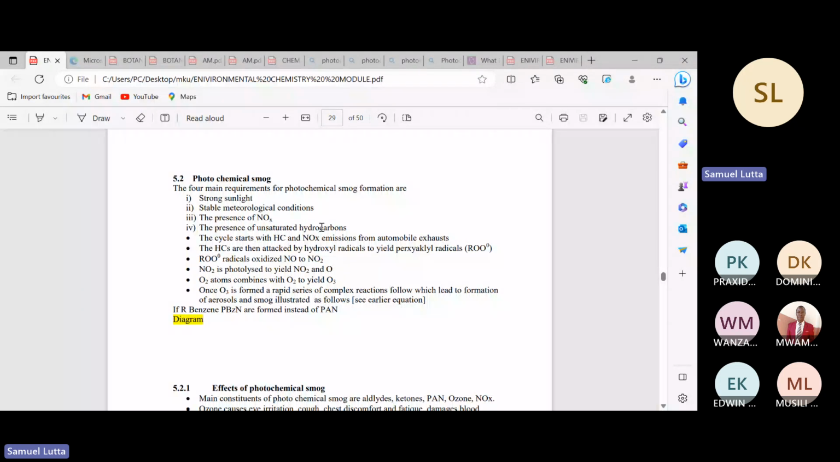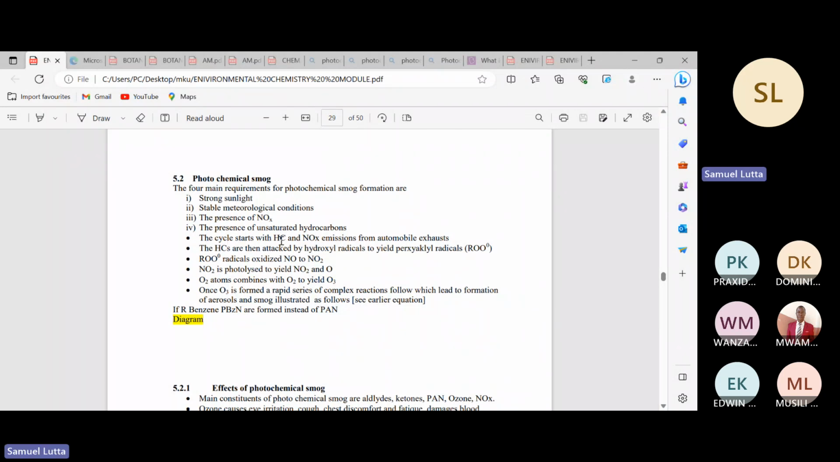So the conditions for the formation of photochemical smog: we need strong sunlight, and then the meteorological conditions should be stable for these radicals to play an important part in the atmosphere. Then we need the nitrogen oxide, we need the hydrocarbons, and I think the other thing we forgot here was we also need the ozone. Ozone is also an important component of this.